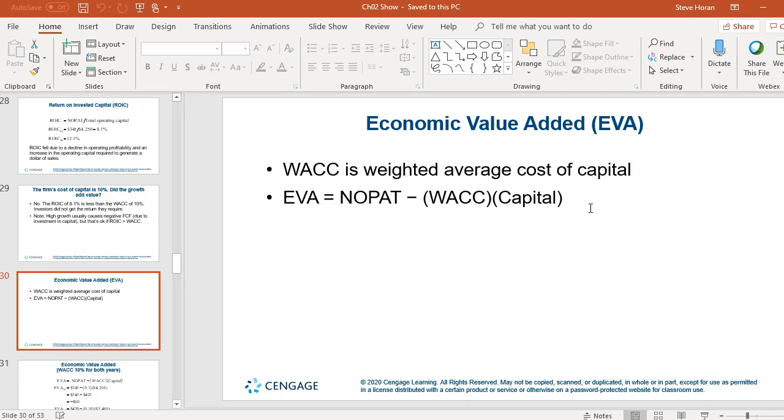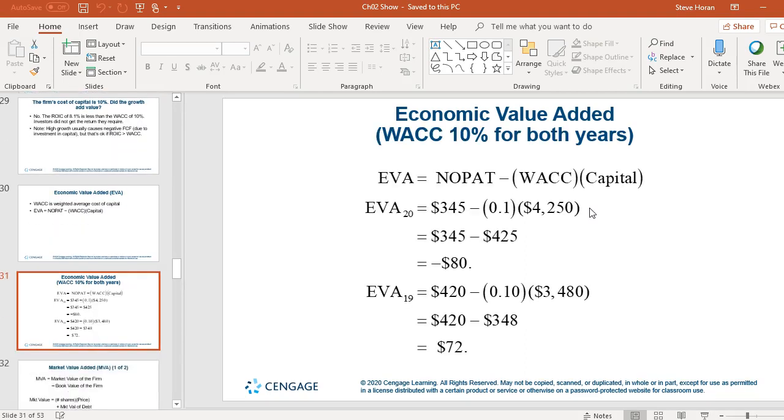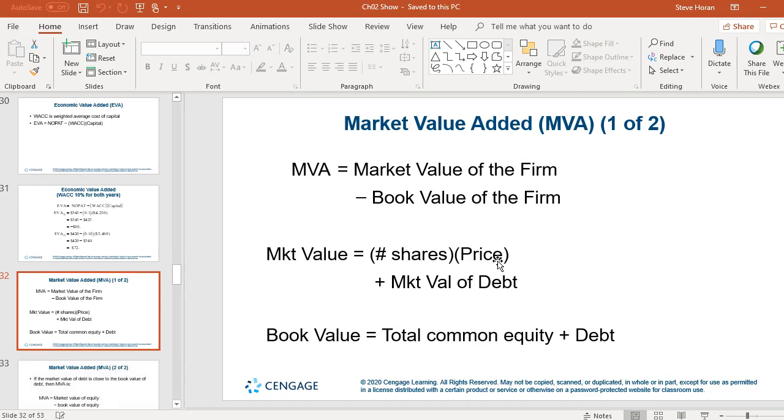So WACC, we talked about what that was in chapter 1. It's a weighted average cost of capital. Then we have another concept called EVA, which is economic value added. And that is your NOPAT minus your WACC times your invested capital. That's just another measurement for performance. It was positive 72 in 18 and negative 80 in 19. So again, that declined severely also. That number needs to be positive. If it's positive, we've added value back to the firm.